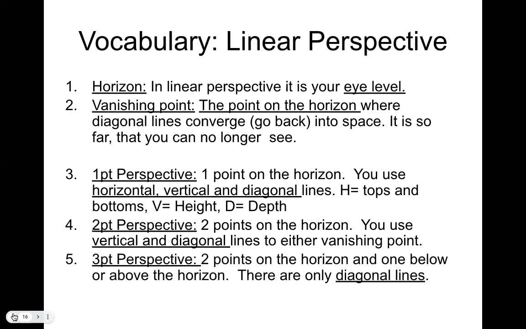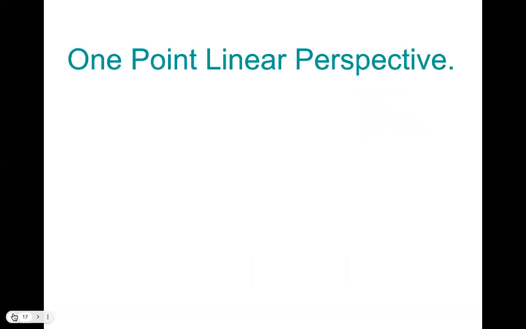Now, we won't be practicing three point perspective, but I'll show you some examples today. This will have two points on the horizon, and then depending on your point of view, you'll have either a vanishing point above or below the horizon. In this type of perspective, you only have diagonal lines. There are no longer horizontal or verticals unless they align perfectly with a horizon line or perfectly in the center of the vanishing point. So here's your illustration of one point perspective.